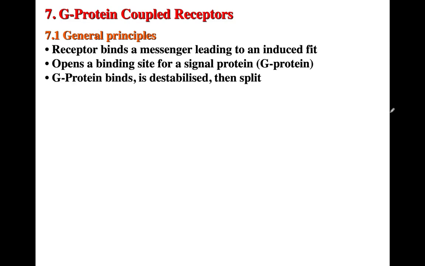So once the messenger binds, then the G protein is going to bind as well to that receptor, and then it's going to be destabilized, and you are going to have a disintegration of the G protein complex. You have 3 different subunits that are going to be disintegrated, leading to signal transduction. So the G protein is a 3 subunit protein, and it's the alpha subunit that binds to GDP and GTP.